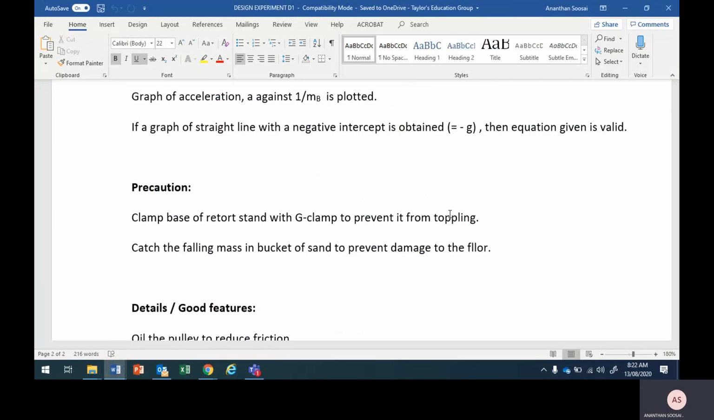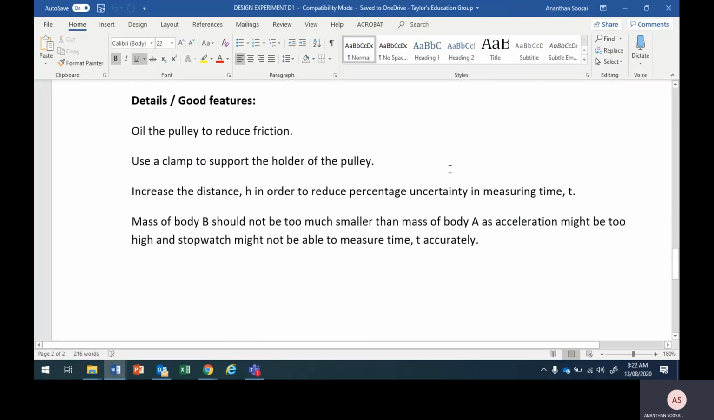Okay, so the difficult part is the last one, extra detail, more clarity. How much you can clarify the more details about the setup. So some suggestions here. Whenever you involve a pulley, you say frictionless pulley. Frictionless is one extra detail. Use a clamp to support the holder of the pulley.